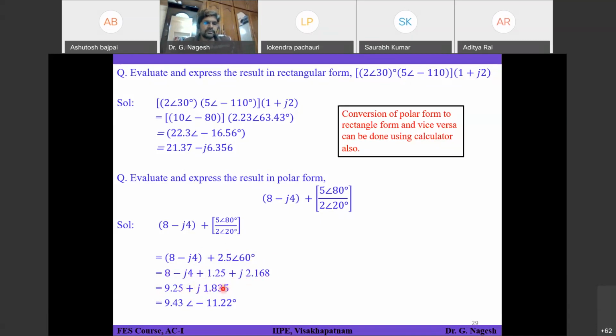So if you convert that, you will get minus sign in the end. You're understanding now? Here it should be minus. I have written plus, so that's a printing mistake. So consider it as minus and then try to find out the polar form. You will get this thing.